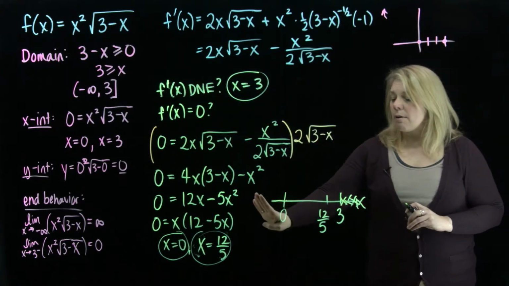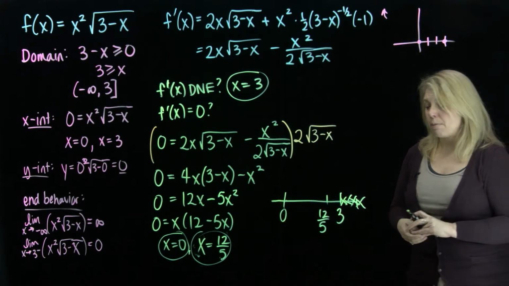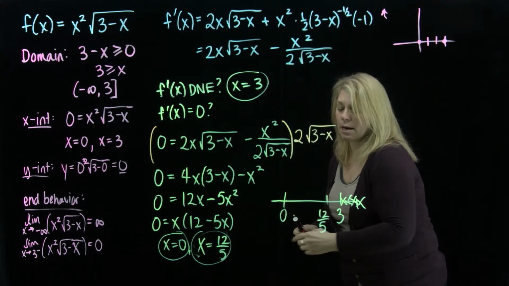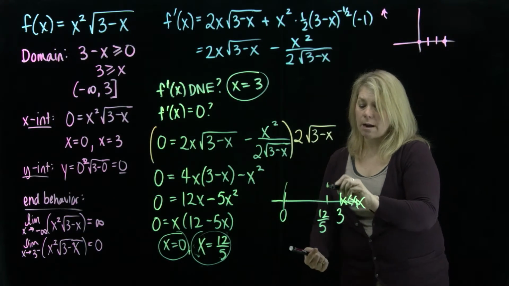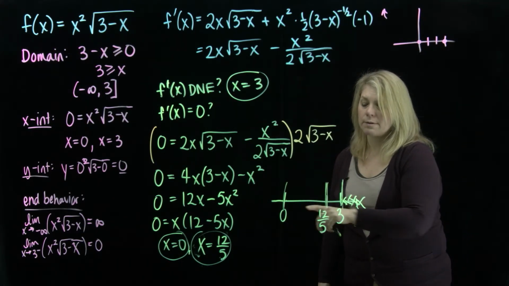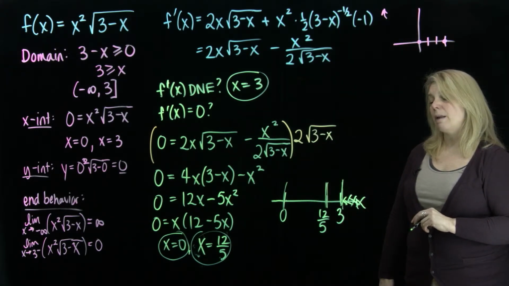All right, so at this point, those critical values on my number line have split the interval into pieces. So I have this part here that is left of 0. I have this part here that's between 0 and 12 fifths. And then I have this little part here that's between 12 fifths and 3. So I really have 3 different intervals that I've split my number line into.